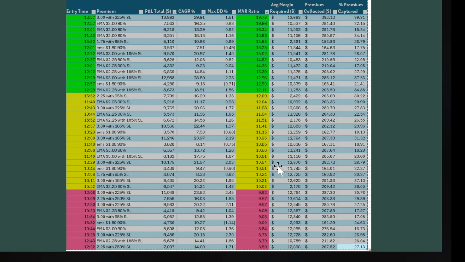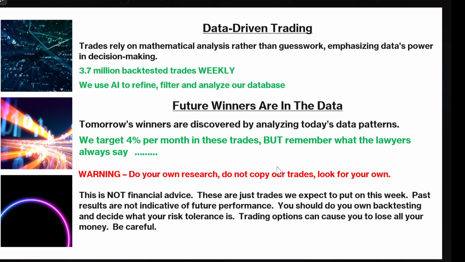Let's go to the warnings here. Trades rely on mathematical analysis rather than guesswork, emphasizing data's power in decision making. 3.7 million backtested trades weekly. We use AI to refine, filter, and analyze our database. Tomorrow's winners are discovered by analyzing today's data patterns. We target 4% per month in these trades, but remember what the lawyers always say.